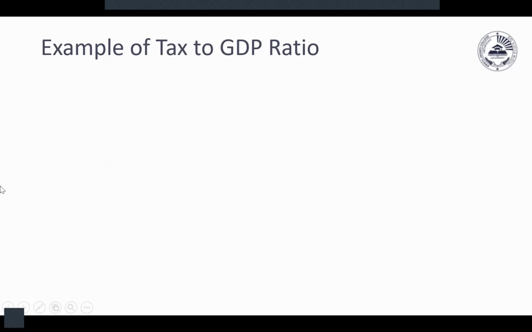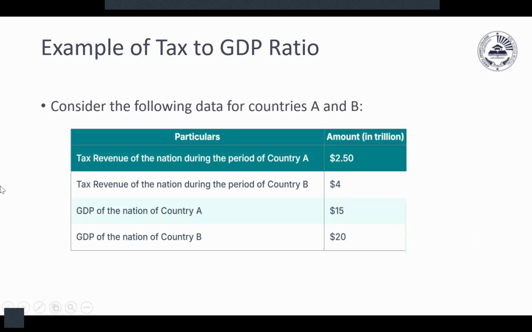Example of tax to GDP ratio. Consider the following data for countries A and B. The tax revenues of a nation during the period for country A and for country B are $2.5 trillion and $4 trillion respectively. Similarly, the GDP for country A is $15 trillion and the GDP for country B is $20 trillion.